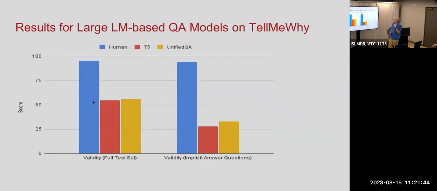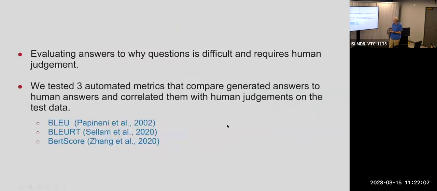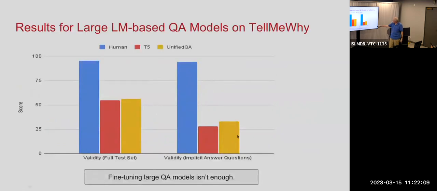This is breaking it down by the full test and then just implicit, where the answer is not explicitly in the text. Humans do pretty much the same, but when the answer requires some reasoning and going outside the literal text, not surprisingly, the models do worse. What did that comment say? Sorry, I wasn't expecting that. Yeah, so fine-tuning large QA models isn't enough. That was the argument at that point, a year and a half ago. I'll get to more recent results.